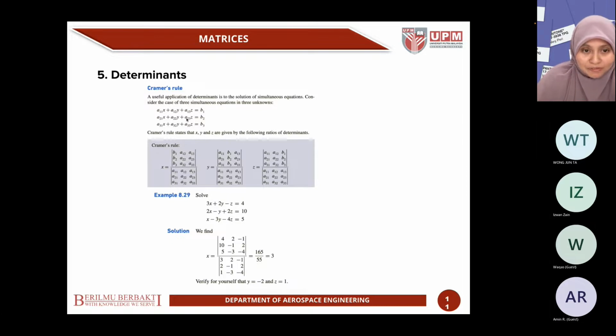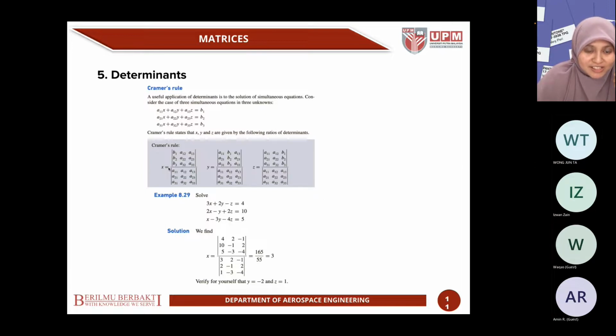In order to solve these three simultaneous equations, or three linear algebra equations, to find the unknowns X, Y, Z, one method to solve is by using Cramer's rule. So Cramer's rule is actually a method that we use to solve a linear system, or three simultaneous equations like this. So how do we use Cramer's rule to find X?